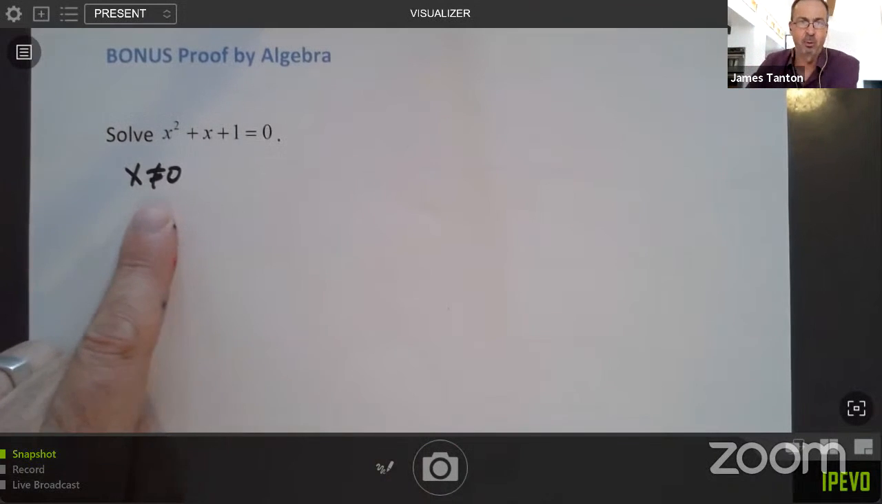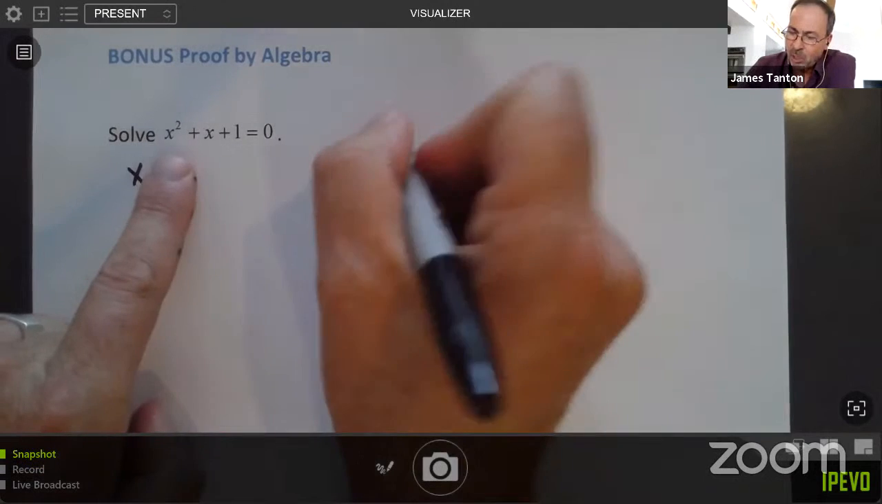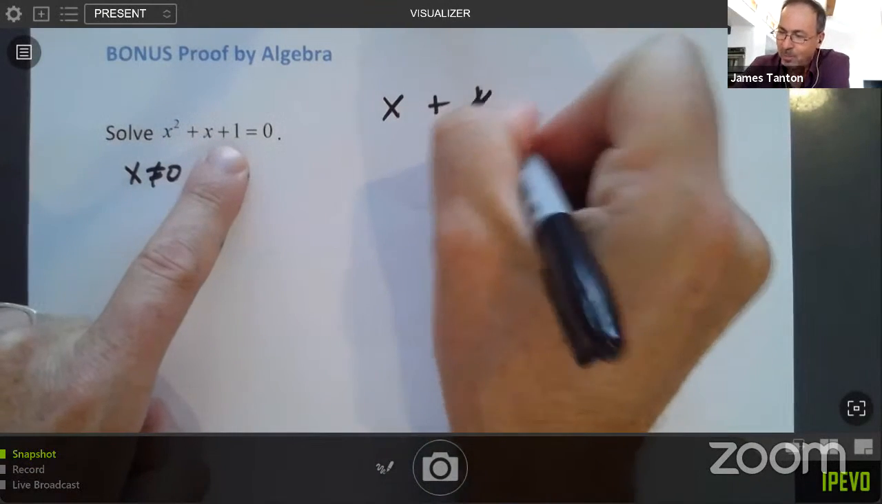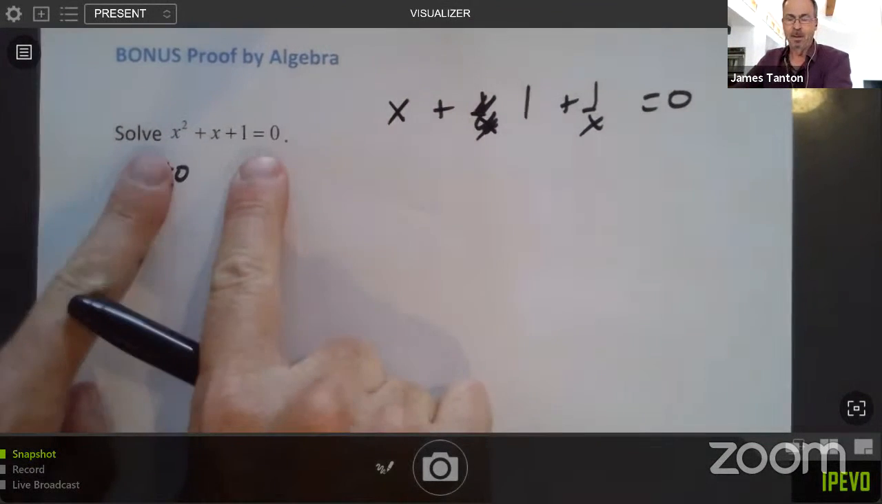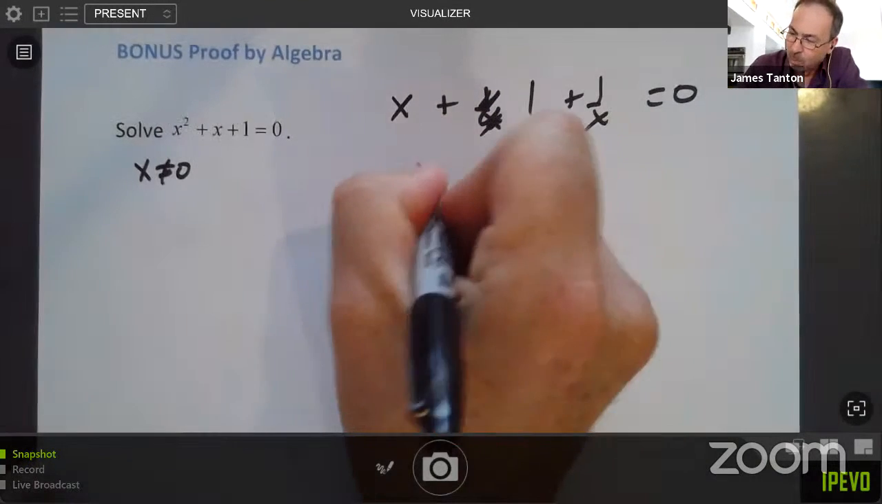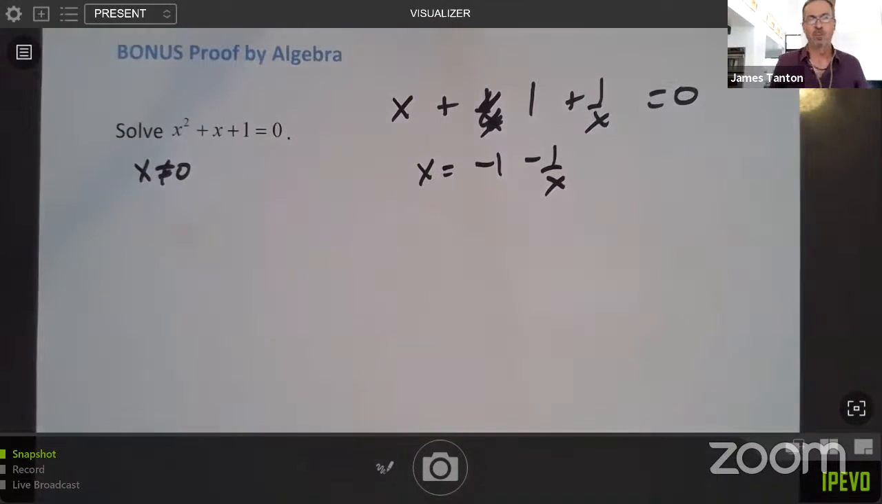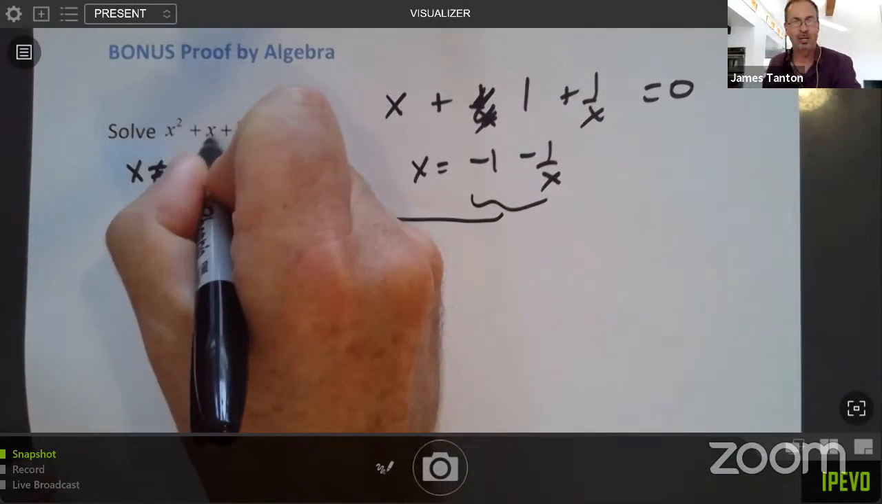So let's divide everything through by x. I know I'm not going to divide by 0 this time. And that gives me the equation x plus 1 plus 1 over x equals 0. So x can't be 0, therefore I'm allowed to divide by x, and I've got that equation. So that tells me x equals negative 1 take away 1 over x. Let's get x all by itself. Now let me do something weird. I've now got a formula for x. Let me take that formula and substitute it back into the equation.